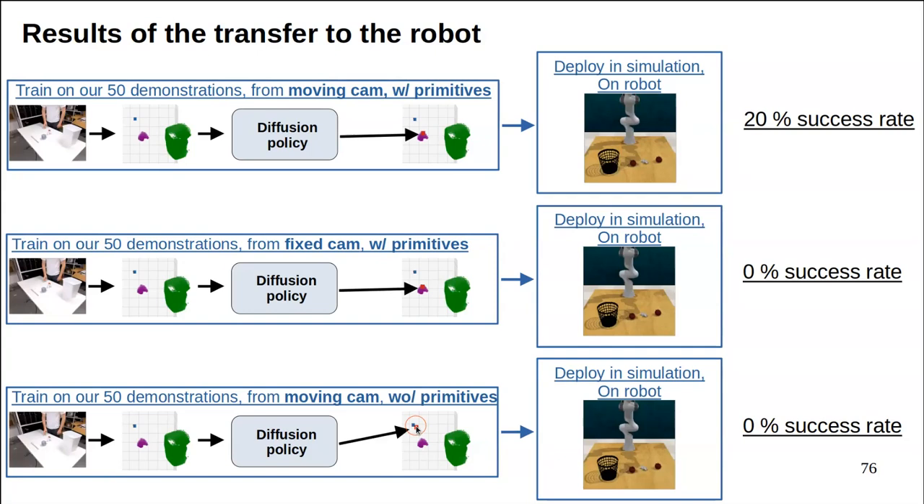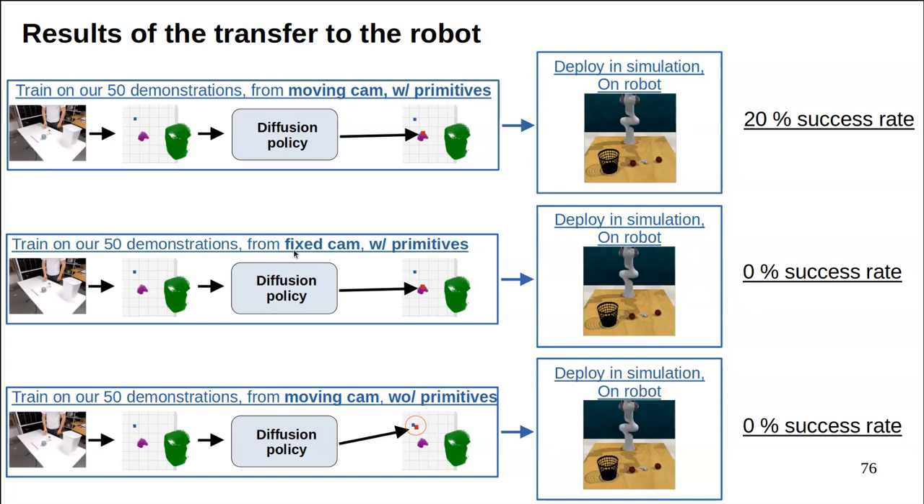So it's predicting delta positions of the robot. We can see that with our proposed pipeline, we can get 20% success rates in simulation on a robot while it was trained on human demonstrations in this kind of real environment. If we use the fixed camera, we could only get 0% success rate.